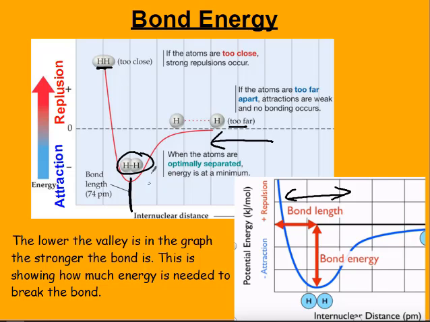So bond length, again, is left-right, or on the x-axis. The lower the valley is in the graph, the stronger the bond. So bond energy is going to go up-down. This is how much energy is released. And if that's how much energy is released, then that's how much energy will have to be put into it to break the bond.